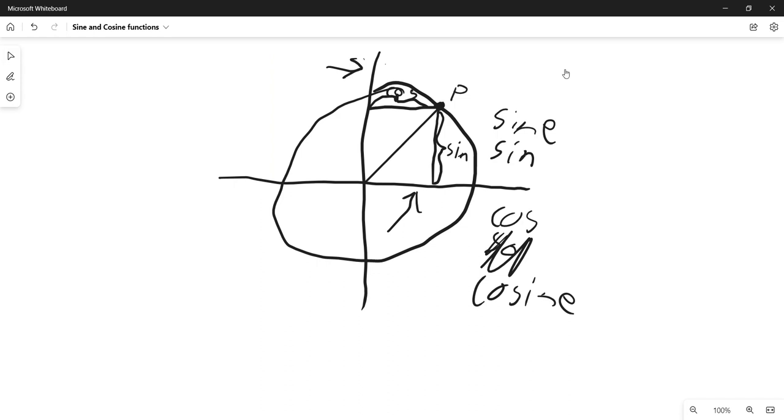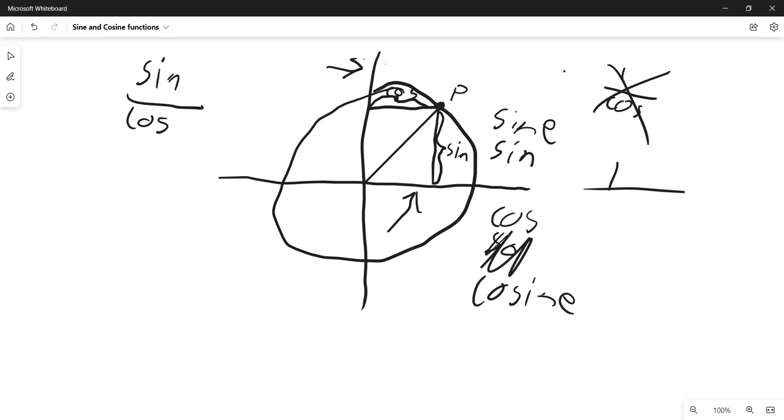Anyways, there's another function called tangent, which is basically just the sine over the cosine. There's also something called secant, which is 1 over the cosine, but that's rarely used. And there's also something called cosecant, which is 1 over the sine, which is also rarely used. That's all for now.